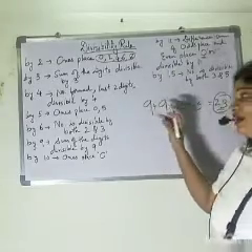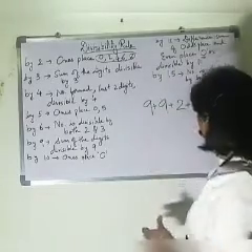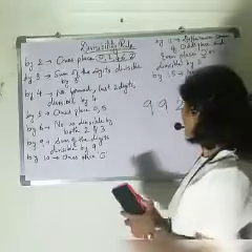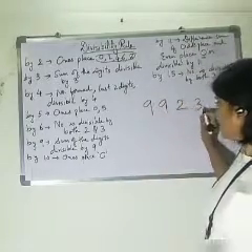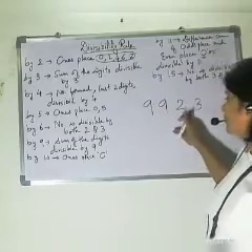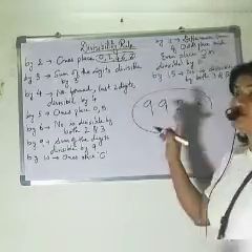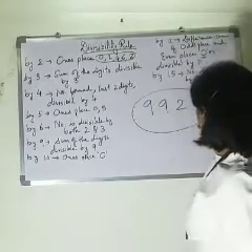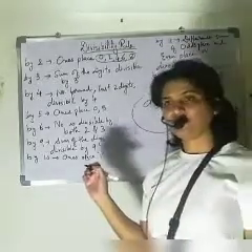No, we don't get it. That means the given number 9923 is not divisible by 3. Okay, it is not divisible by 3. Fine.